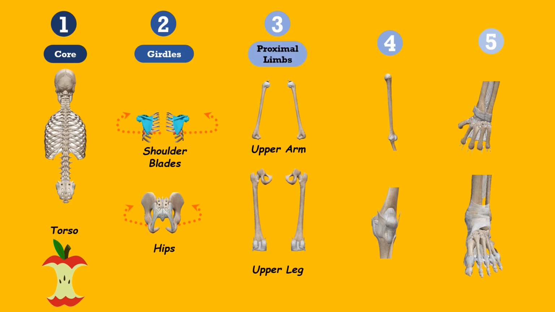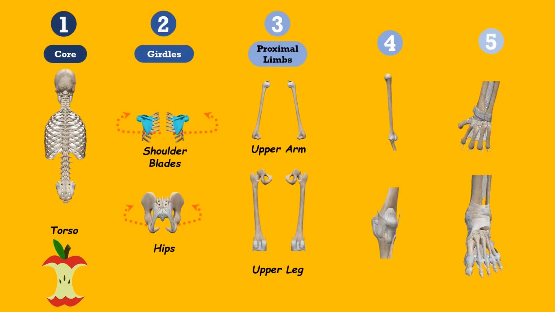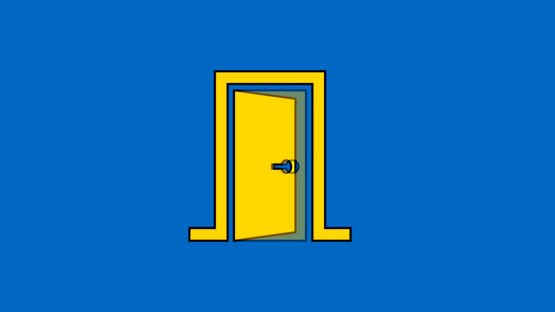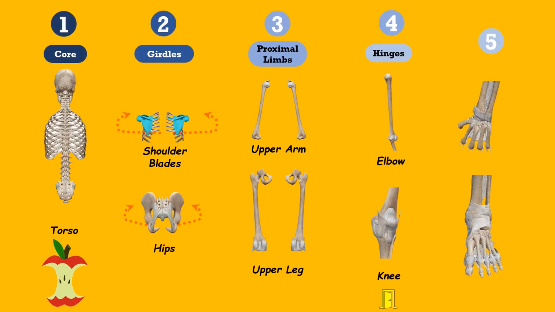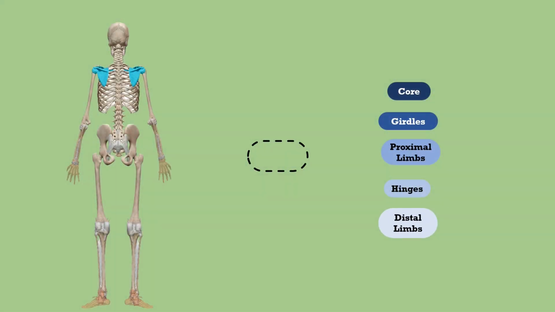Proximal comes from the word proximity, which refers to being near to something. The upper arm and the upper leg are the limbs that are nearest to the core, hence the term proximal limbs. Then we have the hinges, which act similar to door hinges that can either open or close. Lastly, we have the hands and feet, which are the segments farthest from the core. Think distal as in distant. Here we can see the segments highlighted in orange are indeed located at the distant parts of the body.